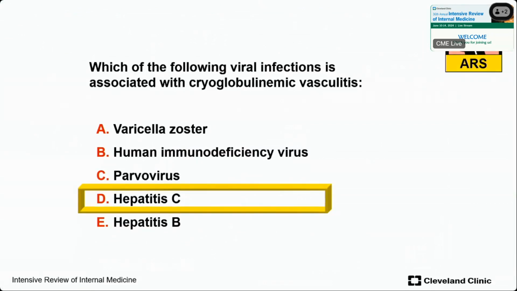Varicella zoster can be associated with central nervous system vasculitis. Human immunodeficiency virus and parvovirus have associations with rheumatic disease. Hepatitis B is associated with polyarteritis nodosa, but the main association with cryoglobulinemic vasculitis is hepatitis C.